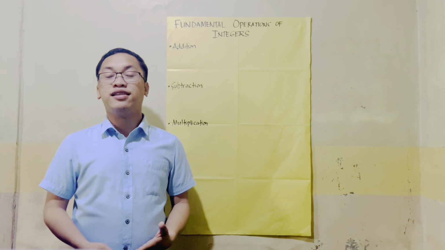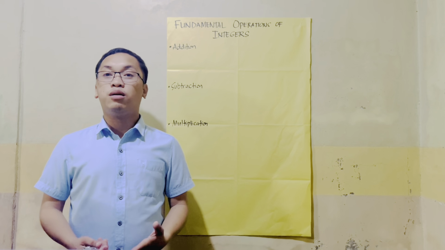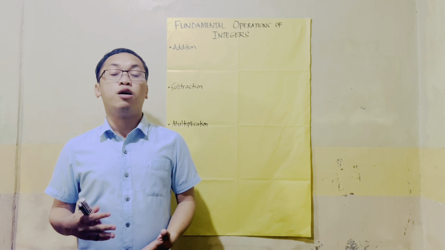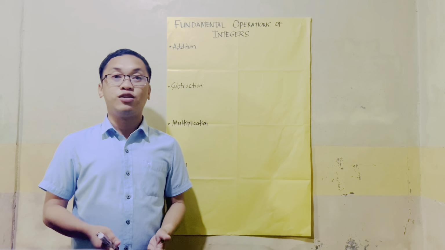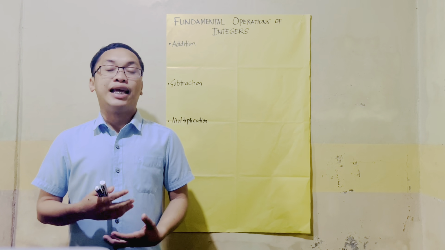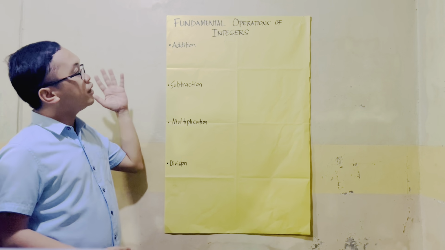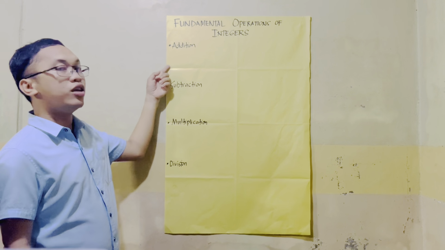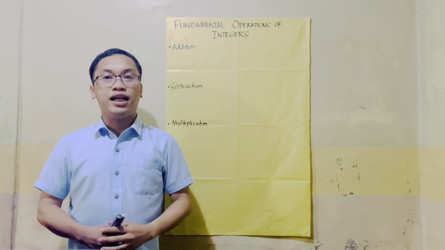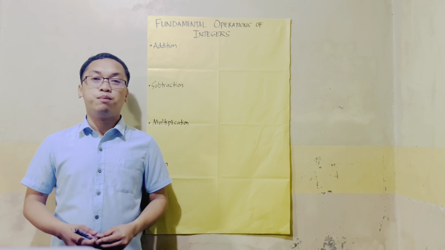Basically, an integer is a set of whole numbers and their opposites. When we say whole numbers, it includes 0, 1 to positive infinity, and their opposites. So that's negative infinity to positive infinity. That is our integers. And right now, we will discuss the fundamental operations: the addition, subtraction, multiplication, and division of integers. First, we will discuss the addition operation.